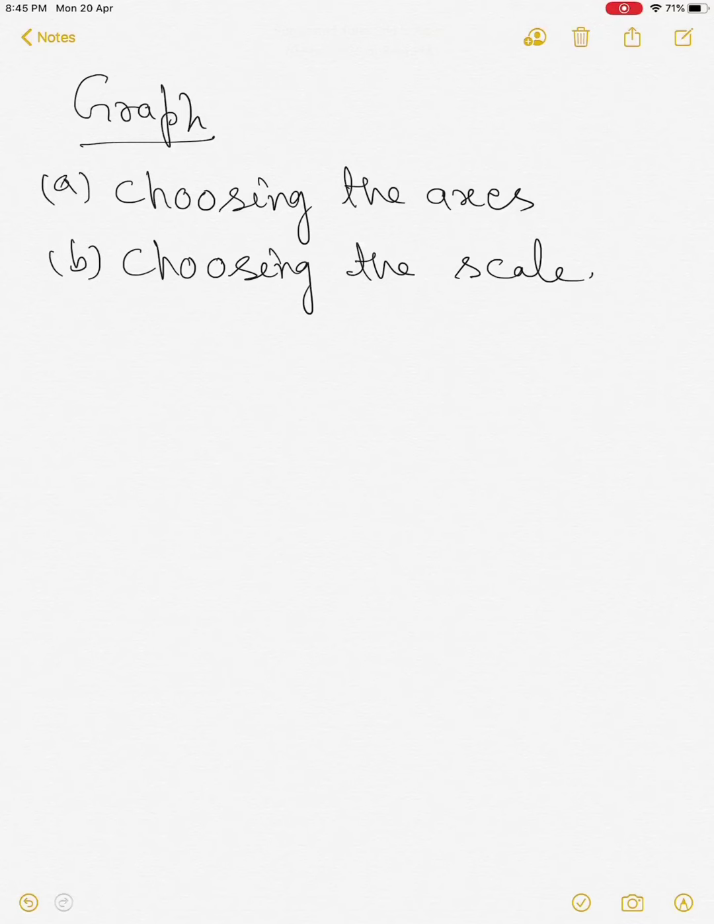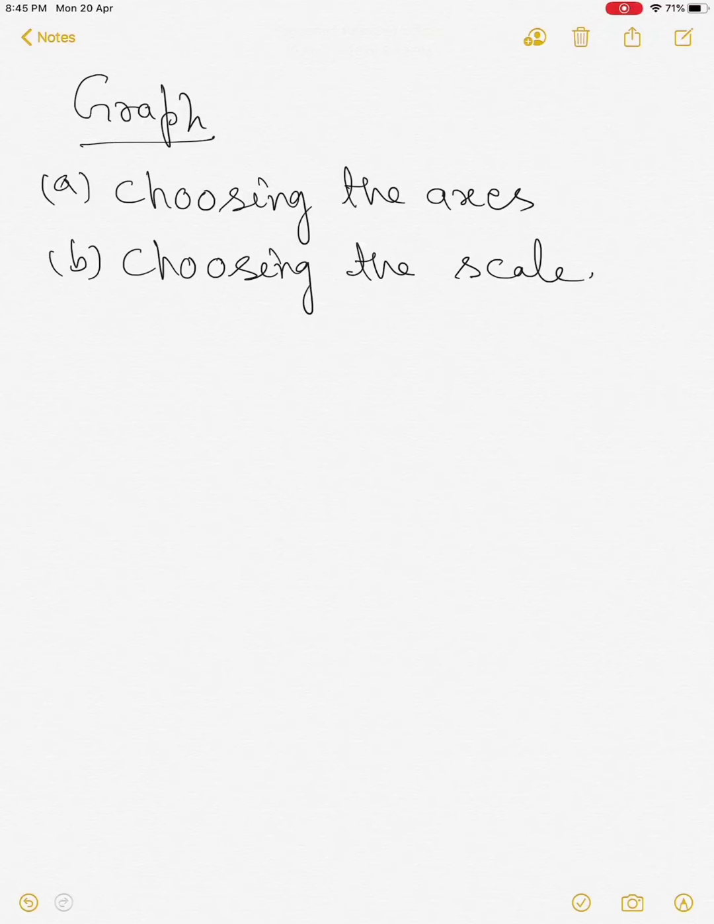So to plot, we take two axes, x and y, mutually perpendicular. And the second thing is choosing the scale, because our space is limited, and if we want to show several kilometers or several kilometers per hour, then we take a scale that one division is equal to 2 kilometers per second or any appropriate scale.